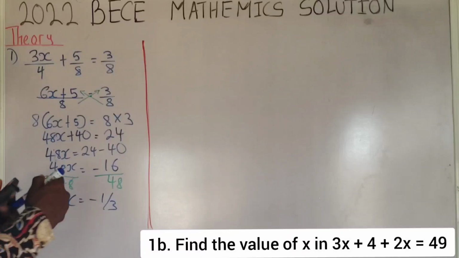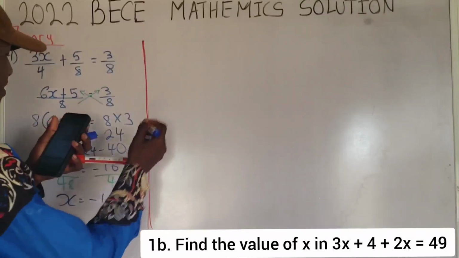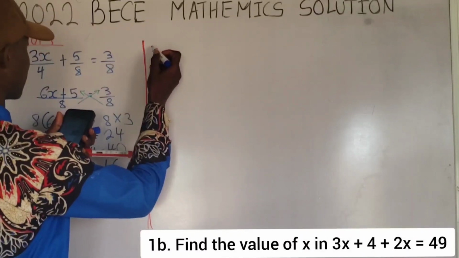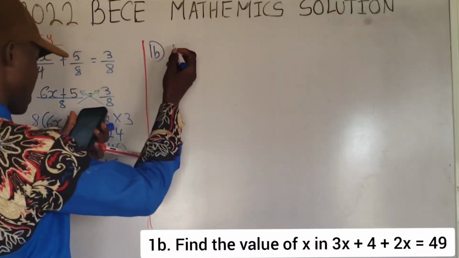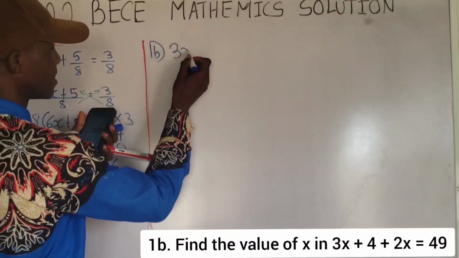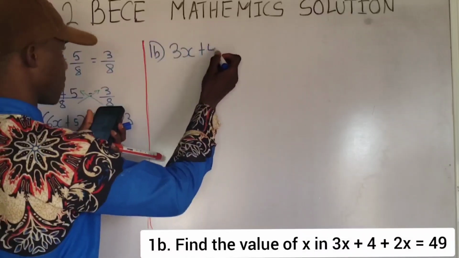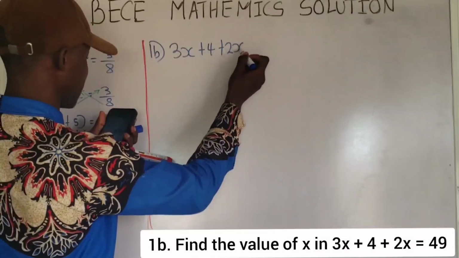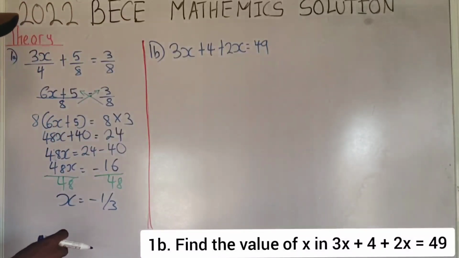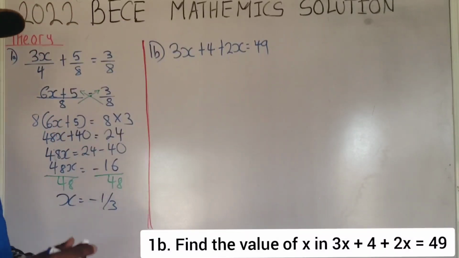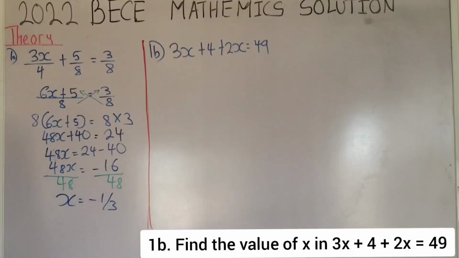Find the value of x, that is 1b; this is 1a. Now find the value of x in 3x plus 4 plus 2x is equal to 49. Now how do we get the value of x? All you have to do is collect like terms, you understand? Collecting like terms simply means adding the terms that are similar to each other.